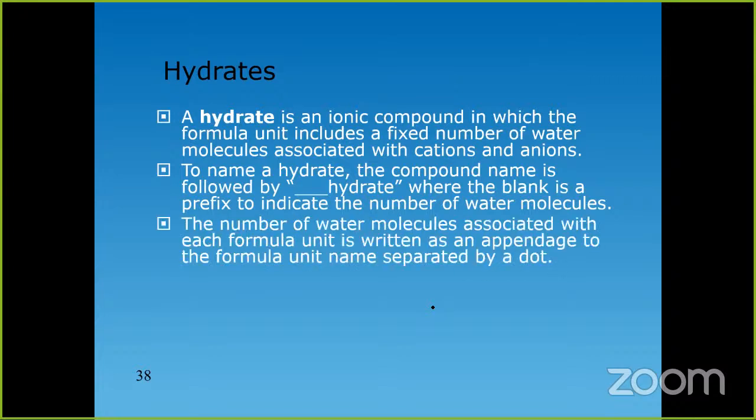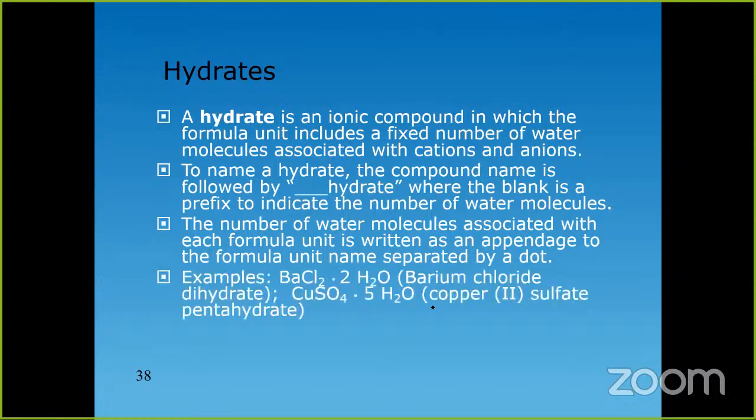So in terms of the formula, how do we write the formula for a hydrate? Well, basically we write down the formula for the ionic part, and then we put a dot, and then we put the number of water molecules. So here are a couple of examples. In this particular hydrate, you have BaCl2, then a dot, and then 2 water molecules. And the name of this compound is barium chloride dihydrate.